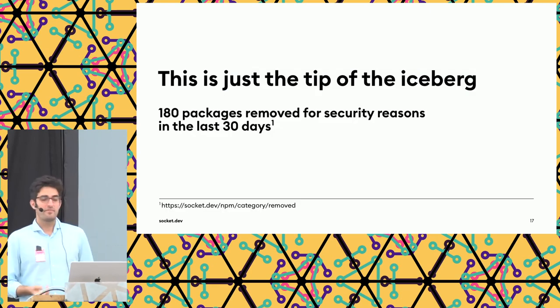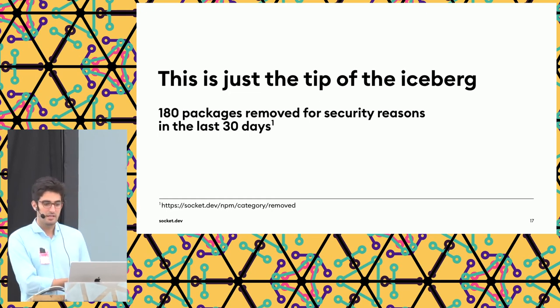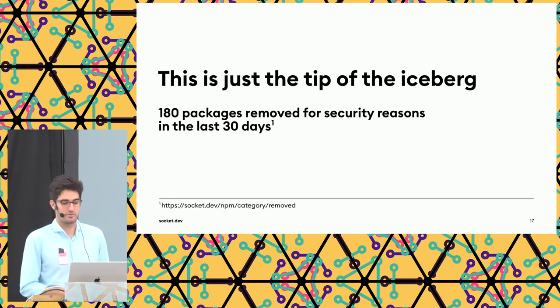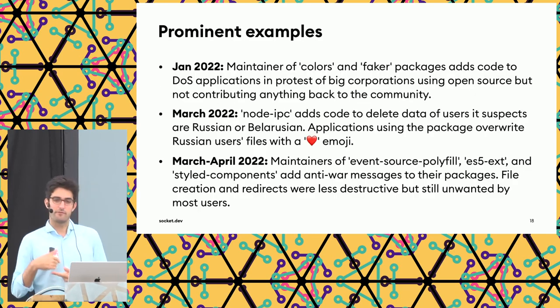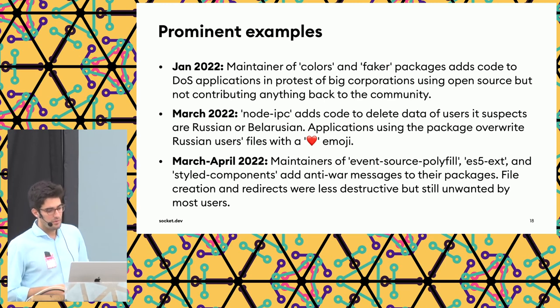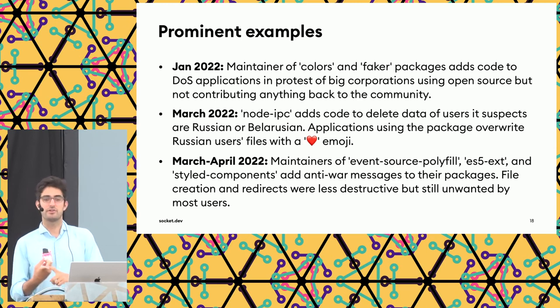And this is just the tip of the iceberg. This was just one story, but there have been over 180 packages removed from NPM for security reasons in just the last 30 days. And this trend is accelerating, because attackers are taking advantage of the open ecosystem and our trusting natures in the open source world. I'll just mention a few other examples that maybe you've heard about. In January of this year, a maintainer of two packages, Colors and Faker, added code to those packages to denial of service the users of them.